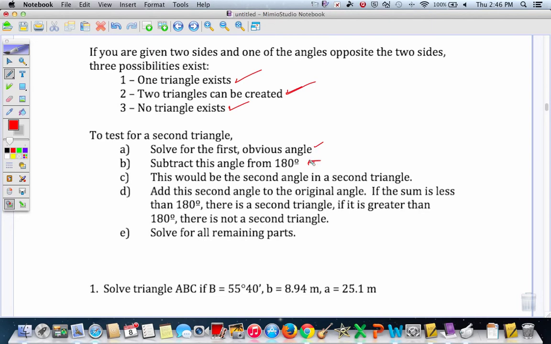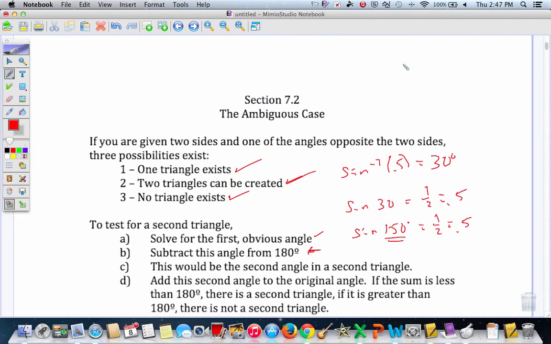And so starting here, I'm going to go back here. The reason we subtract from 180 is that the sine of 30, we all know, is 1/2 or 0.5. If we type that into our calculator, such as the inverse sine of 0.5, our calculator will pull up just the 30-degree angle. But if you think about your unit circle for a second, the sine of 150 is also 1/2 or 0.5. Our calculator does not pull that up, but it is possible to have a 150-degree angle in our triangle, so we have to investigate whether or not that is a possibility.